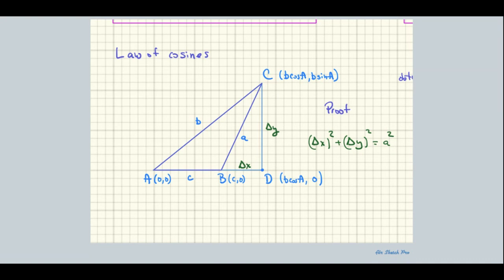Not c cosine A. What would that be? C cosine A would be this length right here. That'd be an altitude that way. And no, that's not what I'm looking for. Yeah, so b cosine A.